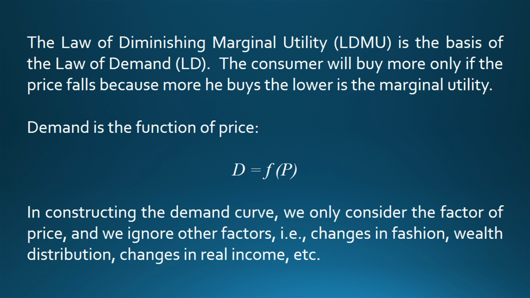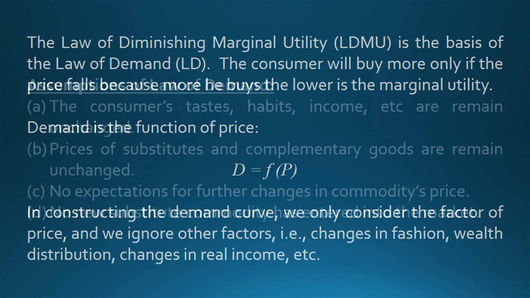The law of diminishing marginal utility, LDMU, is the basis of the law of demand, LD. The consumer will buy more only if the price falls, because the more he buys, the lower is the marginal utility. Demand is the function of price. D is equal to function of P. In constructing the demand curve, we only consider the factor of price, and we ignore other factors, that is, changes in fashion, wealth distribution, changes in real income, etc.